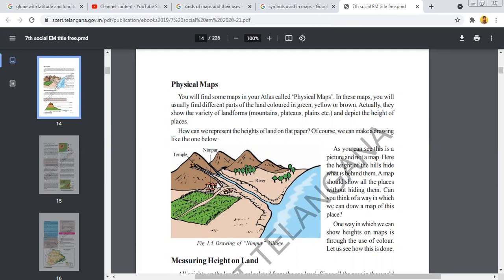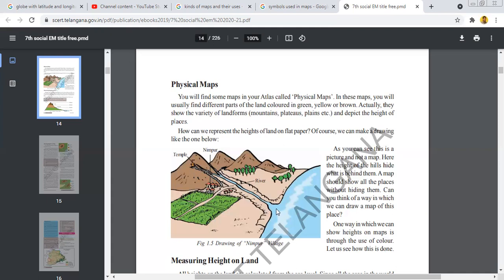So it is a real picture. Actually, it is not a map. We cannot show these physical features on the map. Here, these are the fields, shown in the green color, houses, and there is a temple on the hill area at a certain height. Some trees are there.